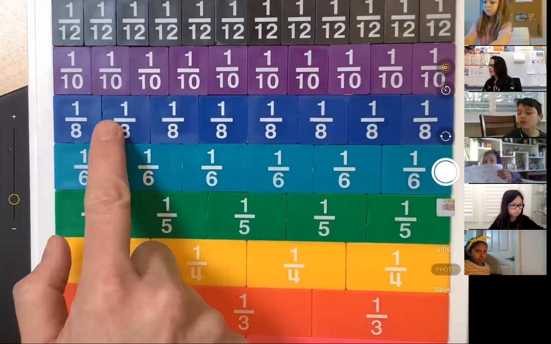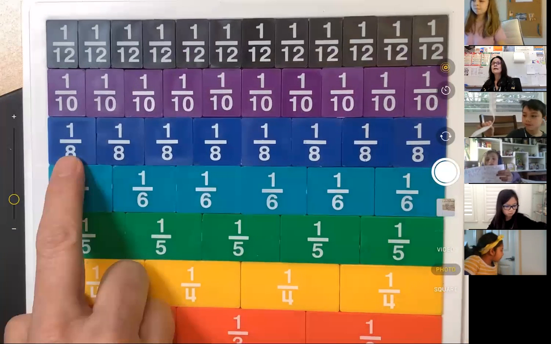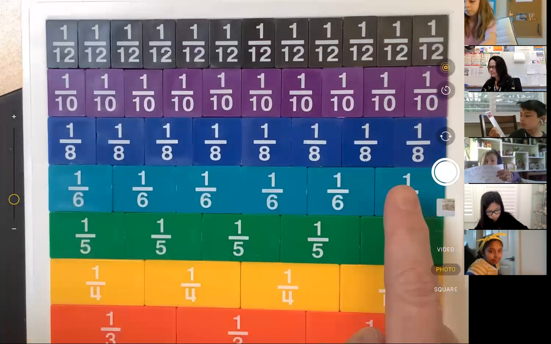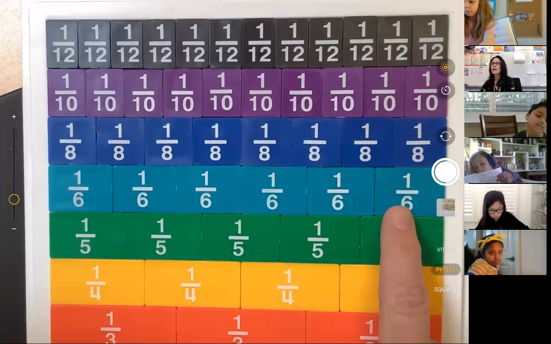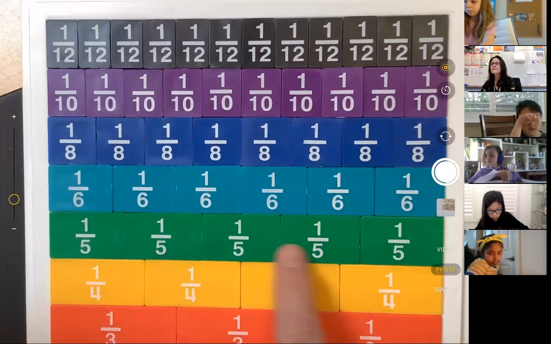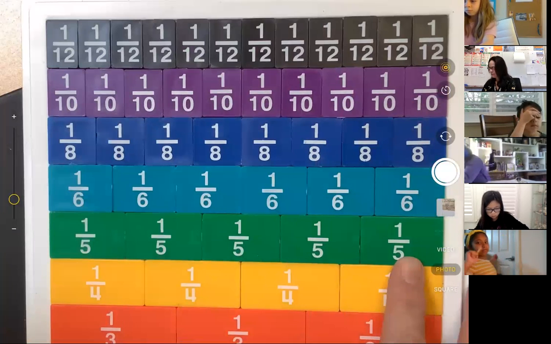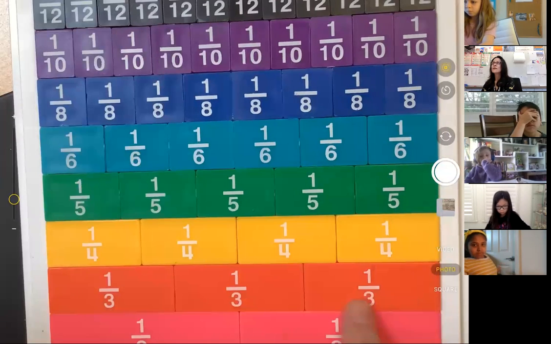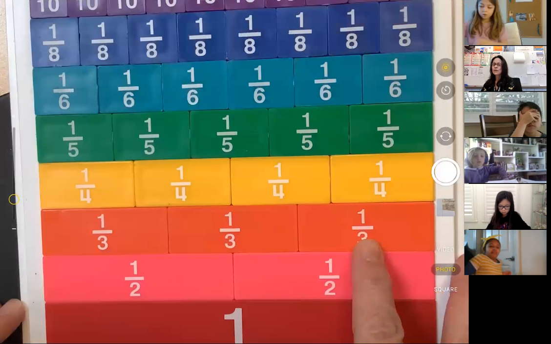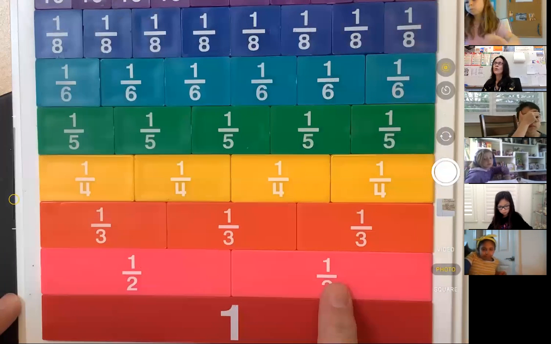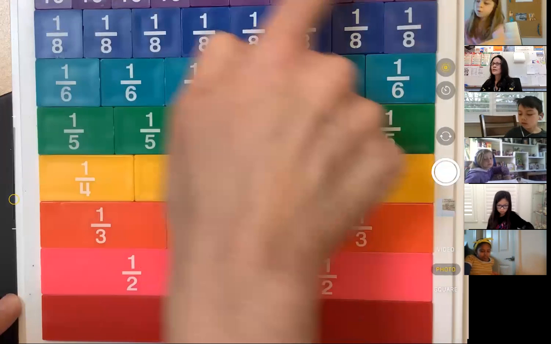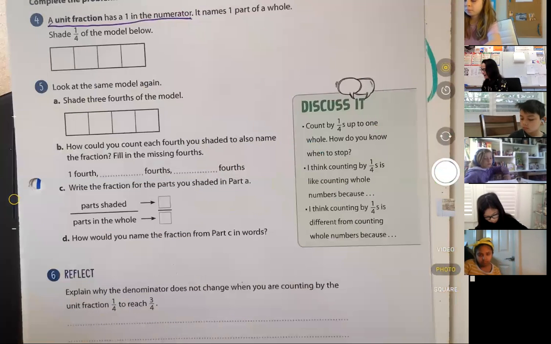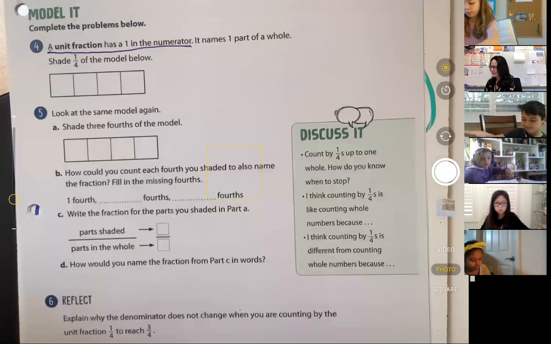These are all unit fractions. This is telling you, for example, it is going to take 8/8 to make a whole, 6/6 to make a whole, 5/5 to make a whole, 4/4 to make a whole, 3/3 to make a whole, 2/2 to make a whole. These are all unit fractions, friends. All right. So back to page 460, up at the top, question 4.